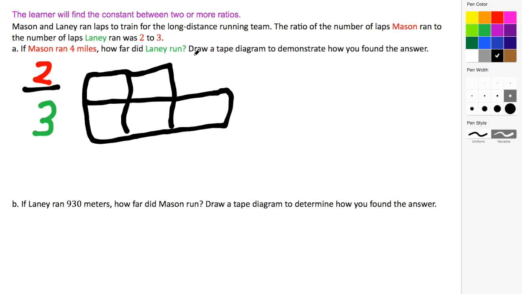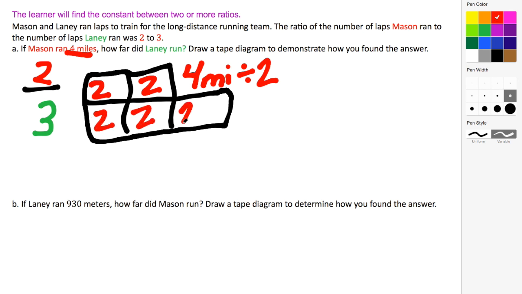Okay. And we know that Mason ran 4 miles. So the total he ran is 4. It doesn't have 4 in every box because every box has to add up to 4 miles. So 4 divided by the 2 boxes gives us 2. So every box is going to have 2. And since this is a constant, that means every box in Laney's is also going to be 2. Which means Laney ran 2, 4, 6 miles. 6 miles.